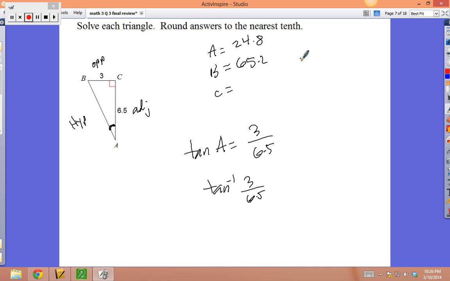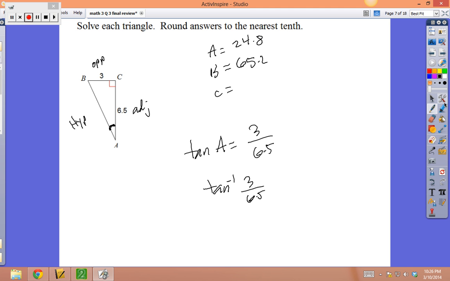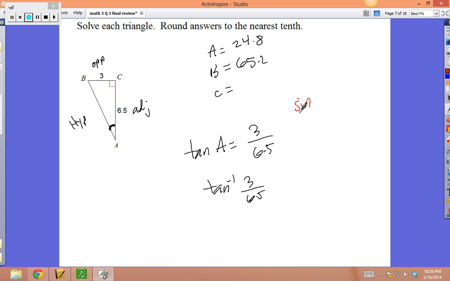So my last move, I got to find the hypotenuse. And I can either use opposite over hypotenuse or adjacent over hypotenuse. Doesn't matter. So I'll use sine. So let's do the sine of angle A, which is 24.8. Sine equals opposite 3 over hypotenuse. That's x. So times both sides by x. X times the sine of 24.8 is 3.